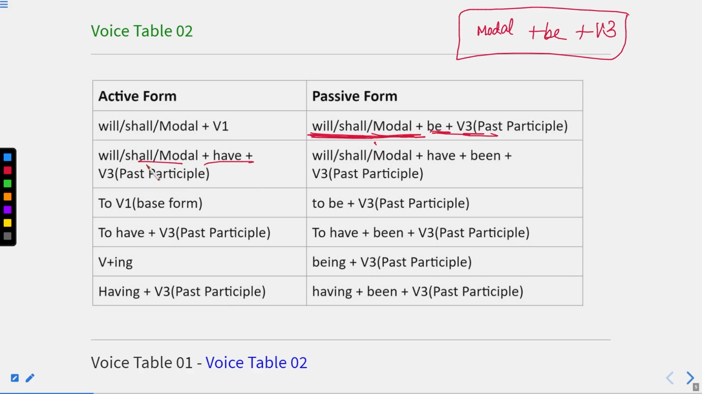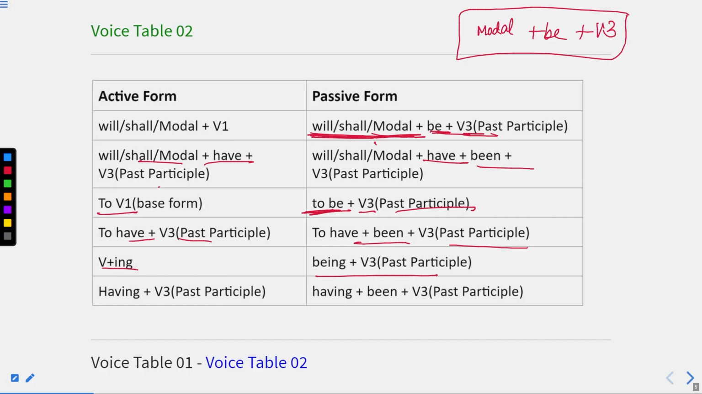Now, whenever we have the structure like modal plus have plus verb third form, that is past perfect. So again, after have we need verb third form, and the third form of be is been. To plus verb first form means this is infinitive form. So here we have to be, then verb third, past participle. So here we'll have the structure of to be in case of infinitive. To have plus verb third form, to have been plus verb third form.